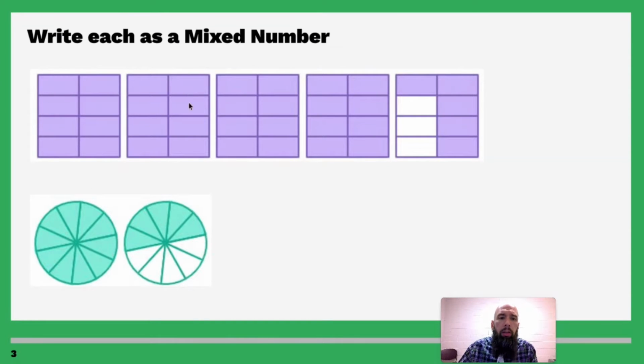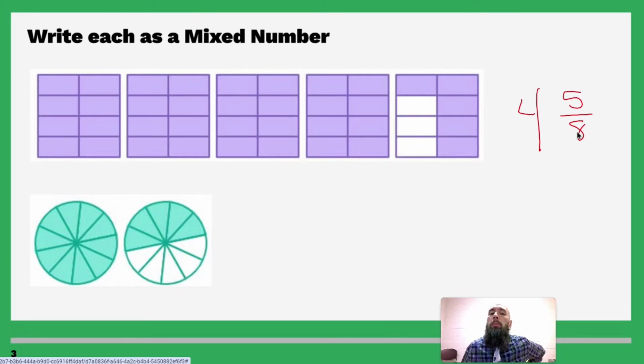I have 1, 2, 3, 4 whole packages here. So 4 whole packages. But the leftover, what appears to be the 5th one, isn't complete. We have 1, 2, 3, 4, 5 out of 8 total. So we have 4 wholes, and on top of that, 5 eighths. So this is the mixed number 4 5 eighths.